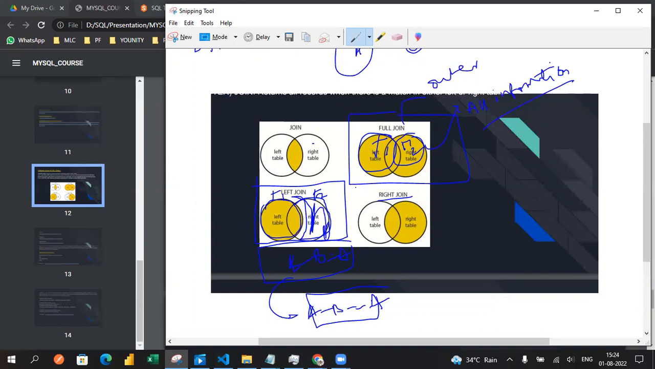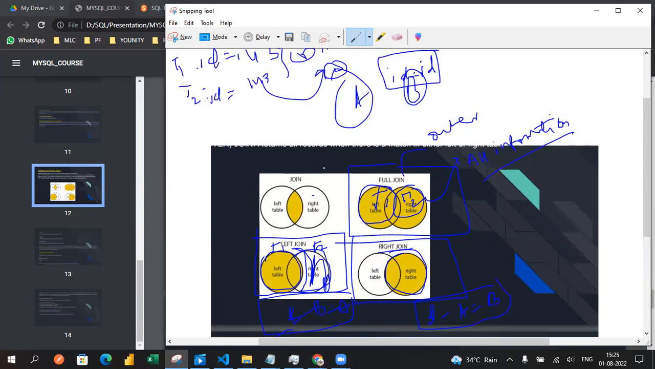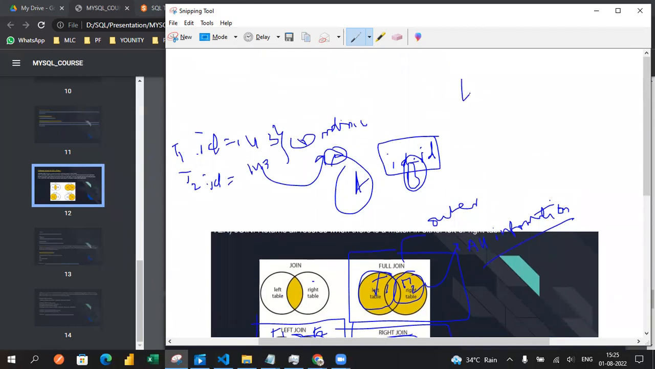Again, the right join is the same thing. It looks like B minus A, where you get B from the sets perspective. So the B values consist of some of the common elements along with all the B values. And one more disadvantage in the left and right join is that you will encounter null values.